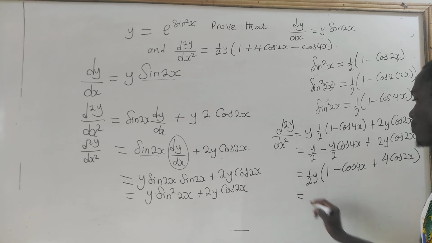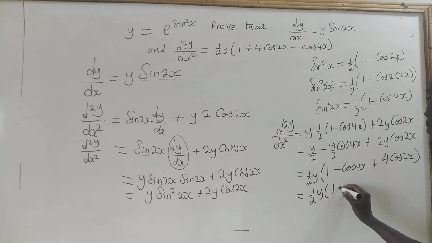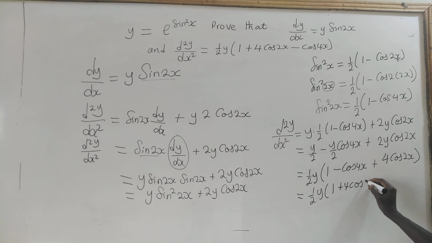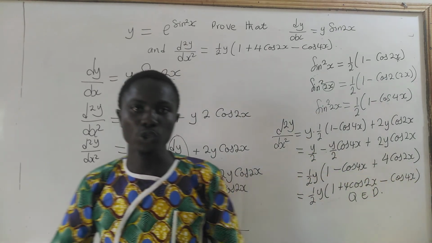So this implies that the second derivative is equal to half of y into bracket 1 plus 4 times cosine of 2x minus cosine of 4x. QED. And that is to be shown.